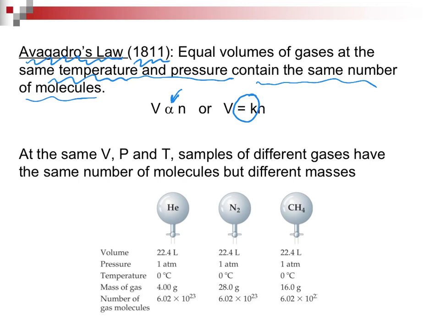So the thing to note about this is at the same volume, pressure, and temperature, if I have different gases, they have the same number of molecules. We had that back in chapter 3 when we talked about Avogadro's number. But what we noted is that each gas has a different mass. So that sometimes comes to you as a word problem.